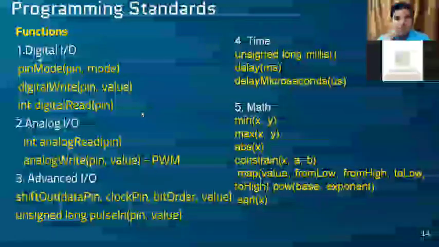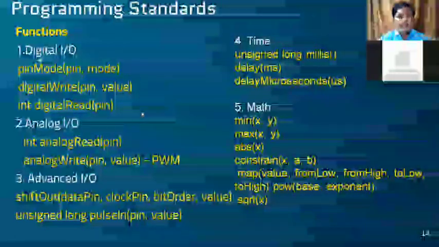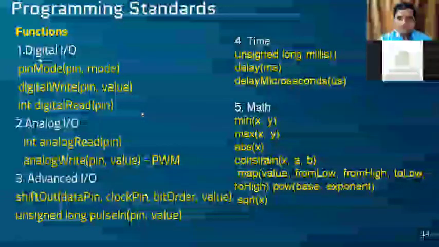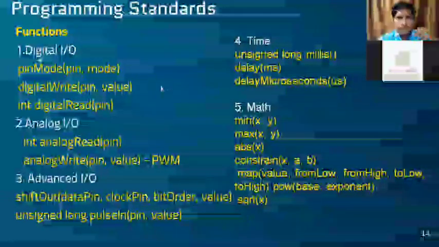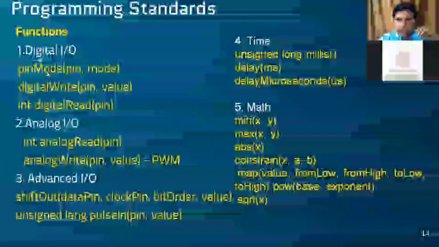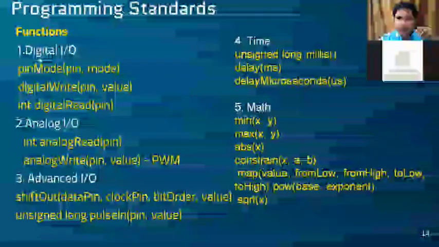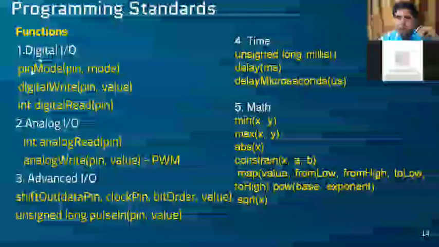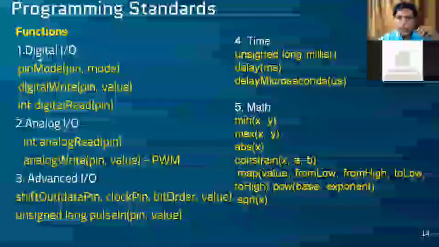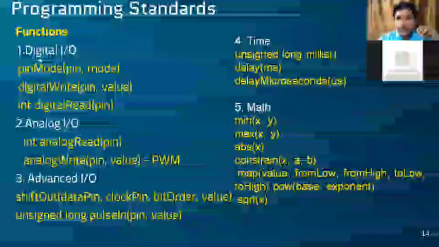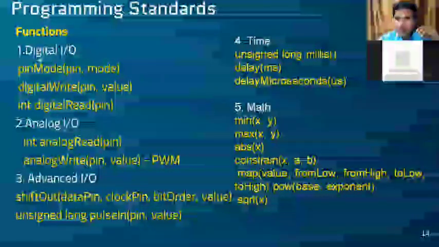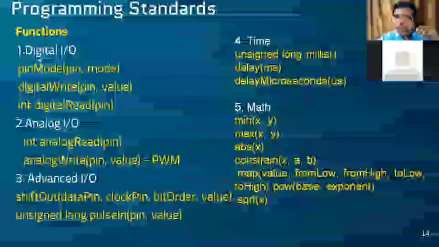See here, if you are writing digital IO pins, you have to use pinMode. That should be in this standard format. If you write a small m, it will show an error, or it will highlight in the red indicator. And again I'll tell you, this is case sensitive. Wherever uppercase is required, you have to write in uppercase. Wherever lowercase is required, you have to write in lowercase.